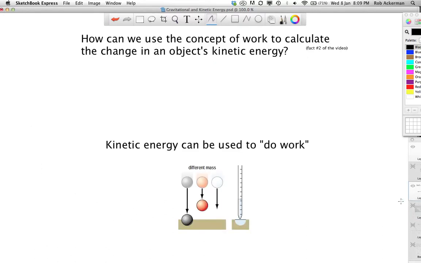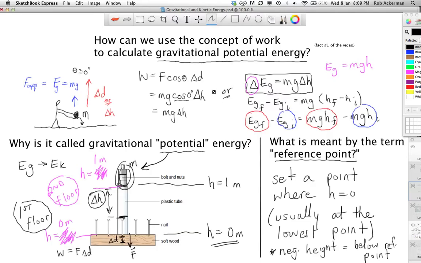What we're now going to look at is using the concept of work to calculate the change in an object's kinetic energy. If you remember back here, we looked at how work could be used to calculate one type of energy, gravitational potential. And by the way, I almost forgot, that was the fact of the video. The fact of the video is this formula, which I want you to remember, and the idea of a reference point. So please don't forget that if there's a quiz in class on the fact of the video. This is the formula for the change in gravitational energy, and we have to use the reference point always.